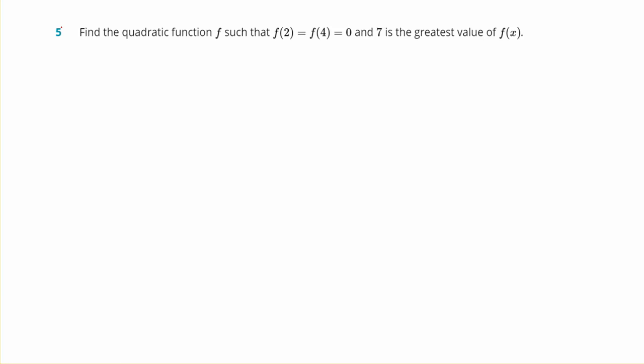This is for Year 11 Methods. We're going to look at question 5 from exercise 5F, okay? So we've got a quadratic function, f, such that f(2) equals f(4) equals 0. Now, we're going to interpret what this actually means, okay?